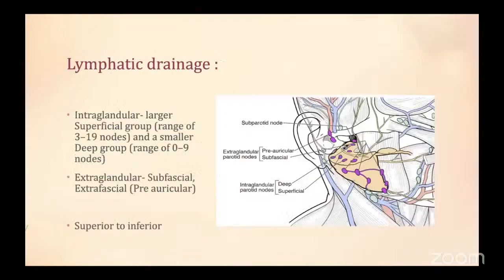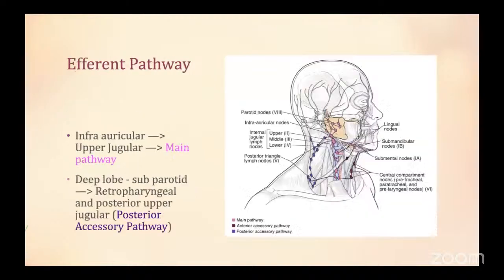So, lymphatic drainage. There are 2 types of lymph nodes, intraglandular and extraglandular. Intraglandular, we also have superficial and deep groups in the superficial and deep lobe respectively. And extraglandular can be subfacial or extrafacial, which are the preauricular lymph nodes. Lymphatic drainage within the parotid gland happens superiorly to inferiorly, and the efferent pathways include the infraclavicular group of lymph nodes draining into the upper jugular, and the pink one which we can see is the main pathway, which will be levels 2, 3, 4.